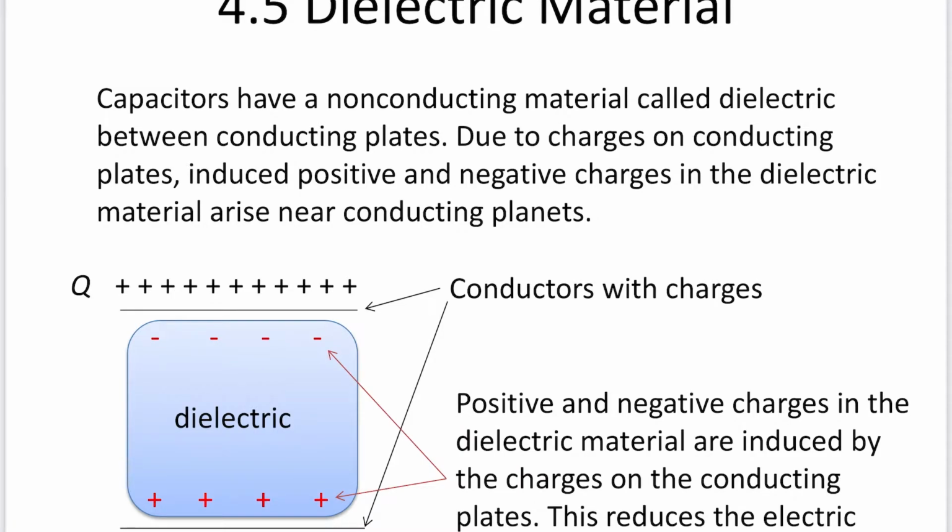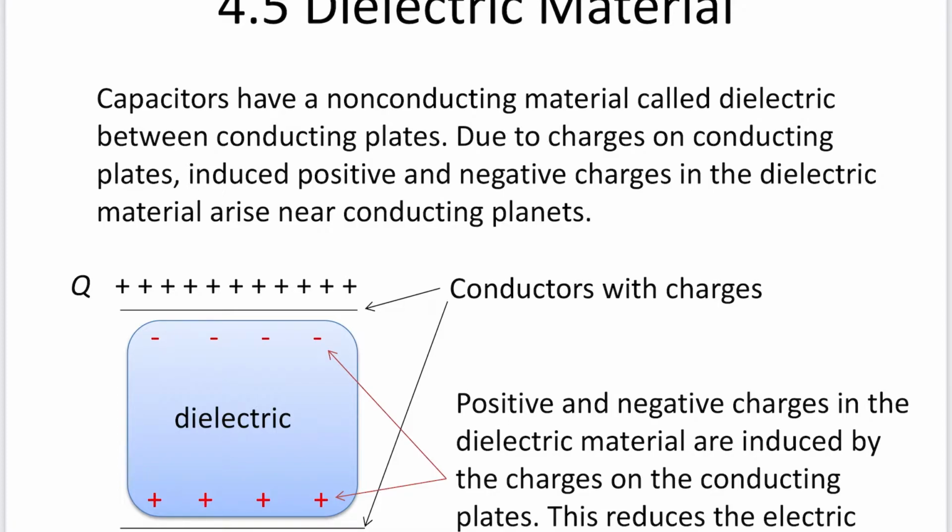Now we are going to study the dielectric materials. Capacitors have a non-conducting material called the dielectric between the conducting plates. Due to the charges on the conducting plates, positive and negative charges are induced in the dielectric material near the conducting plates.